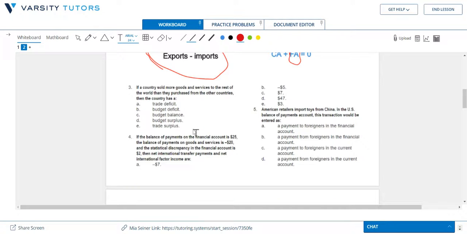Moving on, if a country sold more goods and services to the rest of the world than they purchased from other countries, they have a trade surplus. That is fundamentally the definition of a trade surplus. They sold more than they bought. They have extra money lying around.